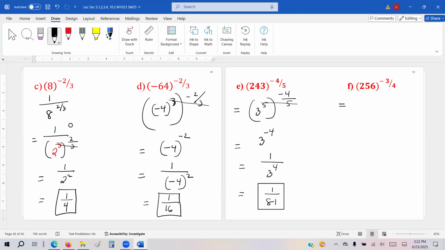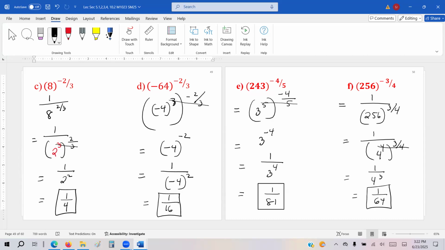Jason, would you like to try the next one? Six. 1/256 to the 3/4 power. 4 to the 4 cancels out the denominator. Multiply 4 to the power of 3 to get 1/64. 1/64. Great. He's correct, right? 4 to the 4 is 256.